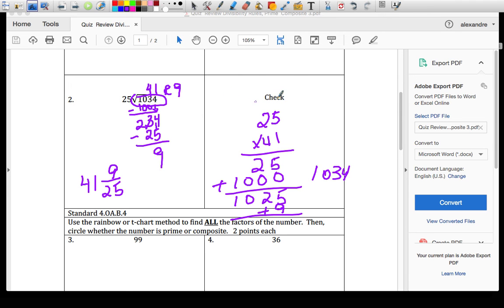So if you notice, we're using the standard algorithm. It's a more popular way of dividing. So divide, multiply, subtract, bring down. Just repeating those 4 steps until you get to the last number.